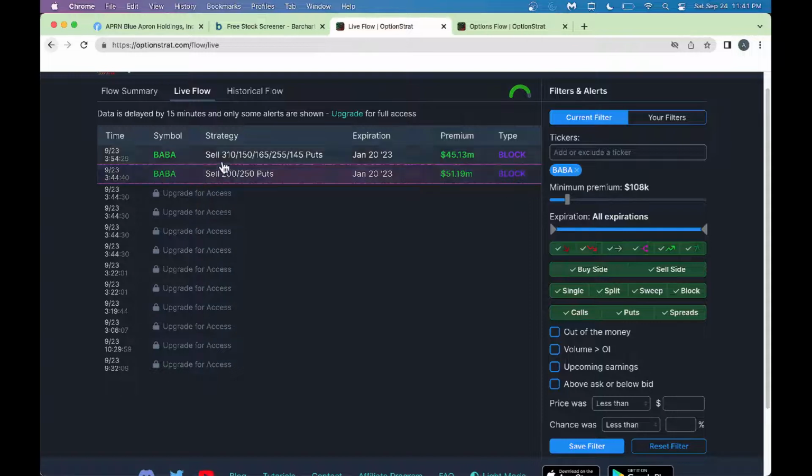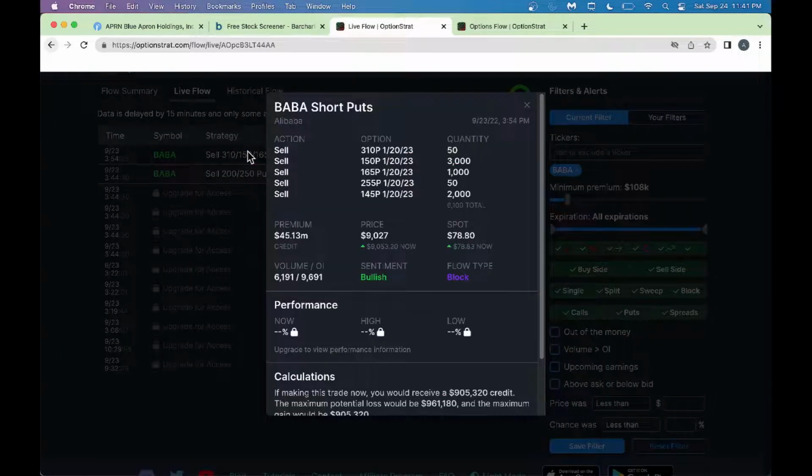Look, it looks like this is an iron condor here, and we can see what it is, and we've got a put here. Folks are putting a lot of money into this put here. Same, it looks like they're doing a put. We can look at both of these things here. First, let's start with this trade and click on it. Look, we've got an options trade here. We've got a nice 310 put option, and we've got a 150 put option, 165 put option.